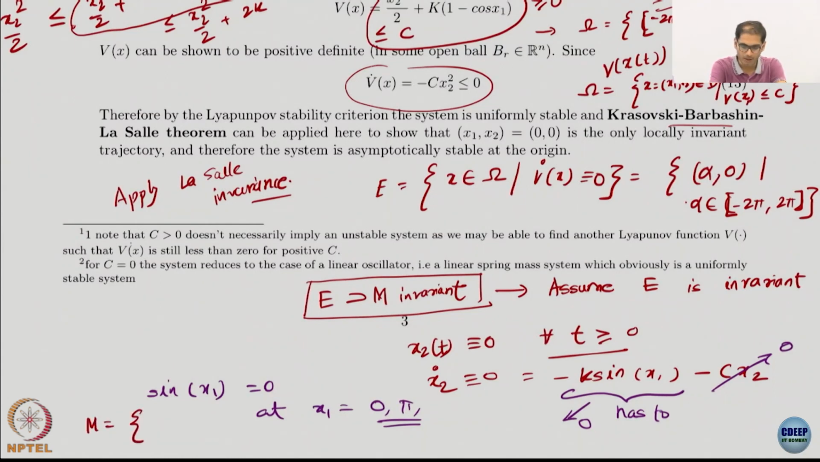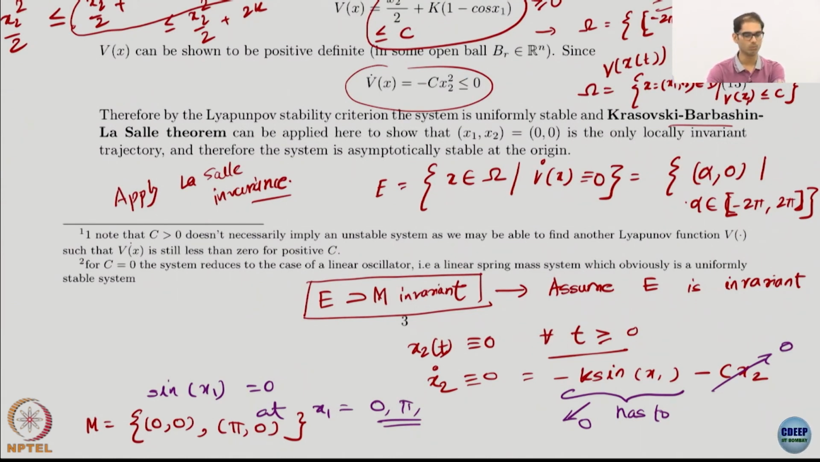What is the set M now? (0, 0) and (pi, 0), okay, alright. Just by starting with E being invariant, I have concluded that only these 2 points constitute the invariant set. So M is the invariant set, the largest invariant set.